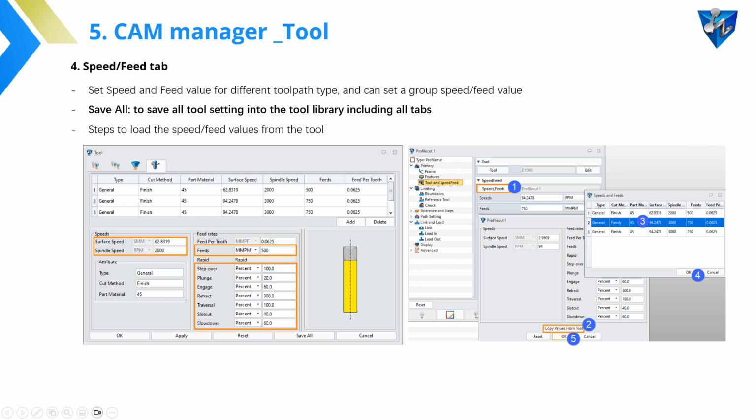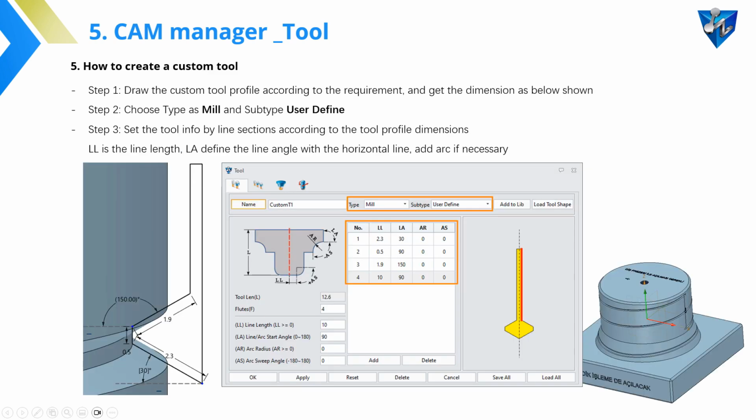In the Speed Feed tab, we can set a group of speed feed values for the tool. After that, we can load it in the Operation Parameters window. Sometimes we need to create a custom tool to machine a special feature. So how to create a custom tool? The steps are listed here.